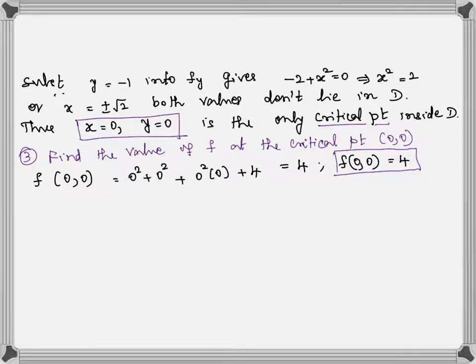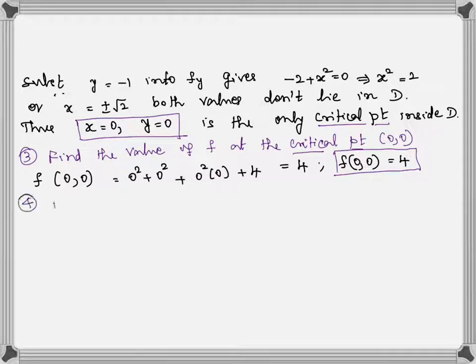Then we have to do the boundaries, L1, L2, L3, L4. What are the maximum values and minimum values at these boundaries? Then we pick the largest of all of these as the absolute maximum, and the smallest of all of these will be the absolute minimum. So the boundary values are what we are going to find out now.